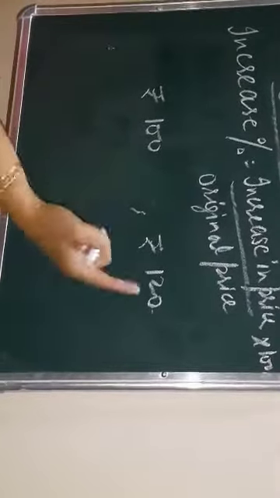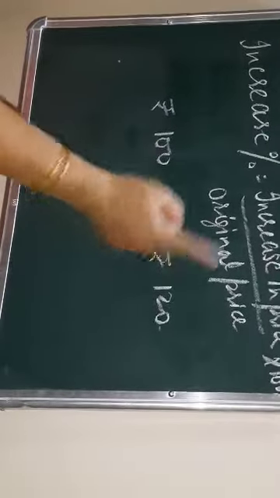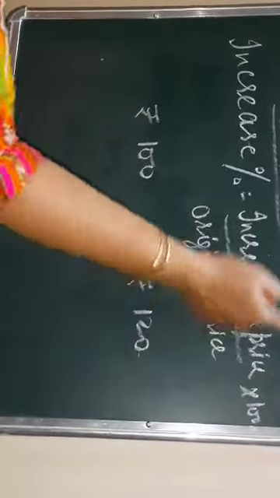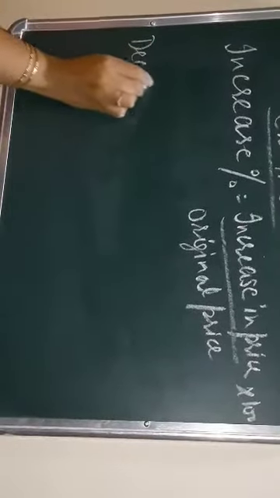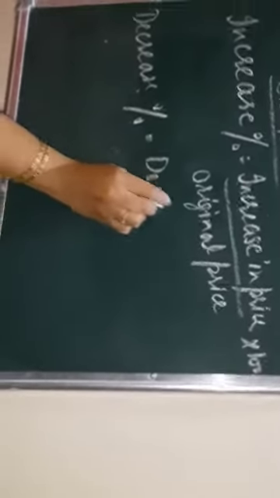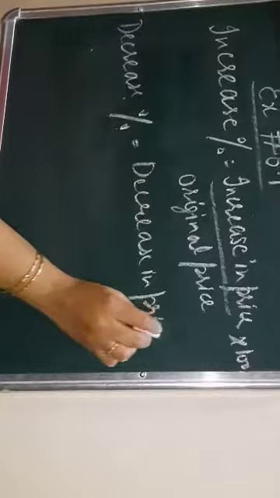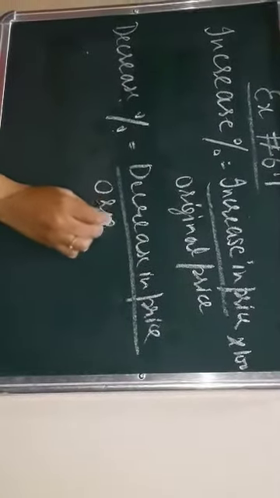How much price is increased? The price increased is 20 rupees. Earlier the price was 100, now the price is 120. So it has increased by rupees 20. And if I ask you to find how much percentage is increased, for that you have to apply this formula. Similarly, if there is a decrease in the question and you have to find the decrease in percentage, then the formula becomes decrease in price upon original price into 100. Now what is original price?